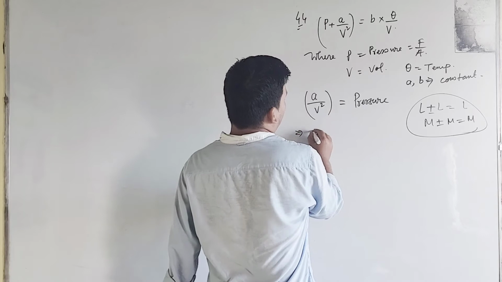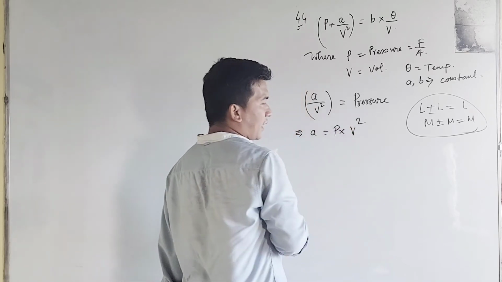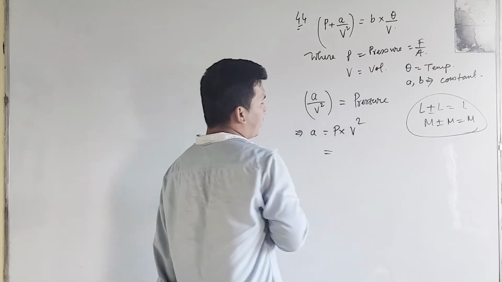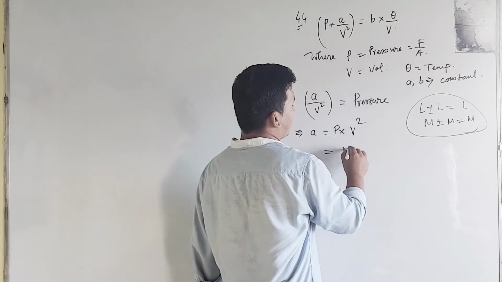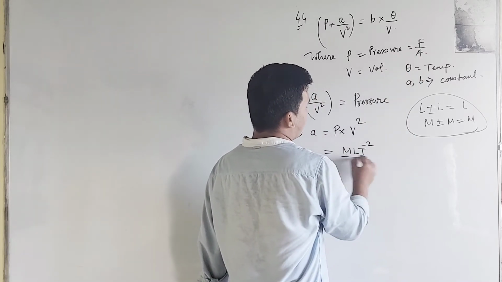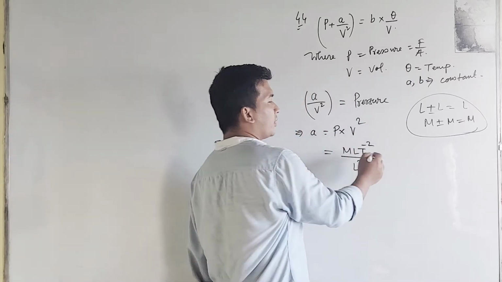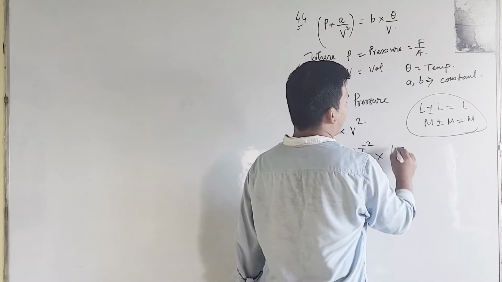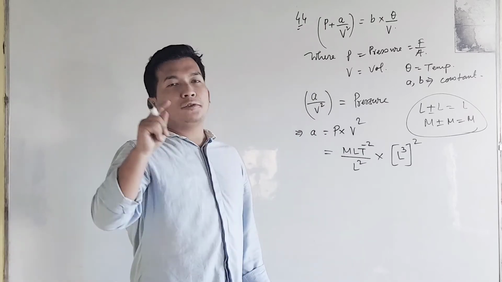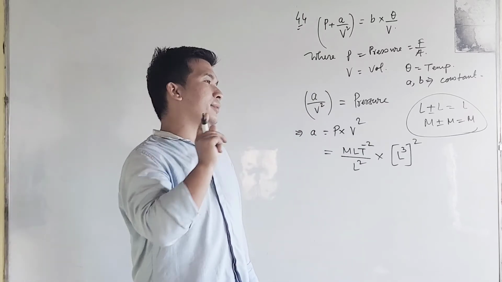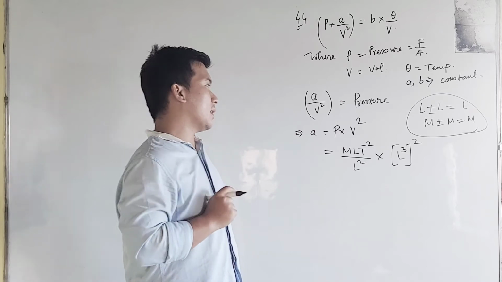So A is equal to pressure into volume square, that is B square. Pressure is equal to force per unit area. We can put it like this: M L T inverse 2 divided by area, which is L square. Volume is L cube, and it is raised to power square. Volume is length into breadth into height: length is L, breadth is L, height is L. So L cube. Understood, correct?